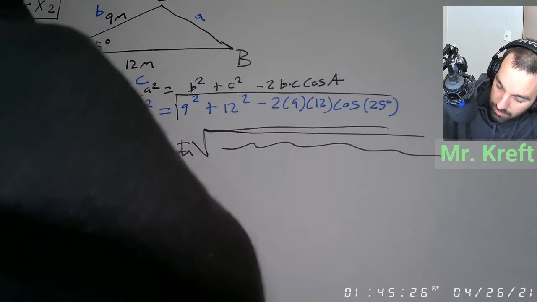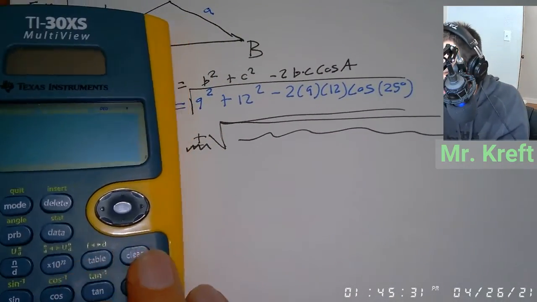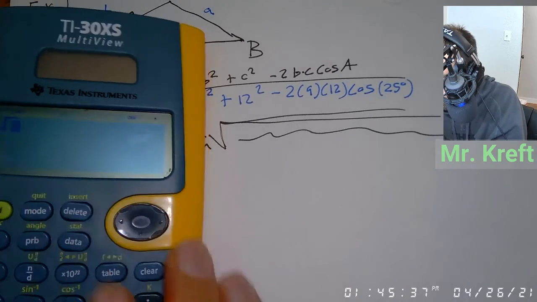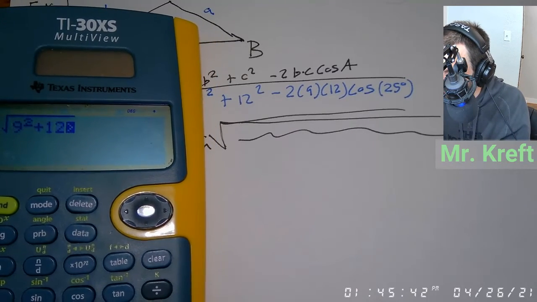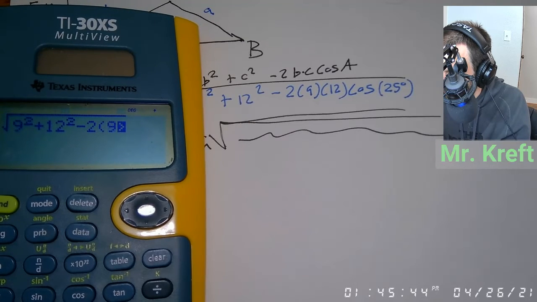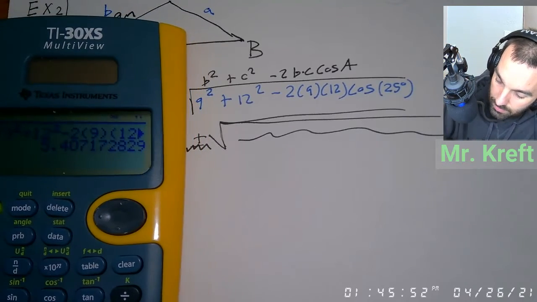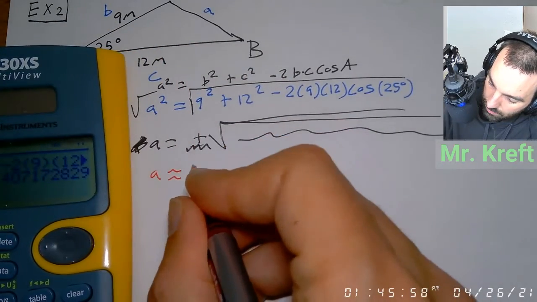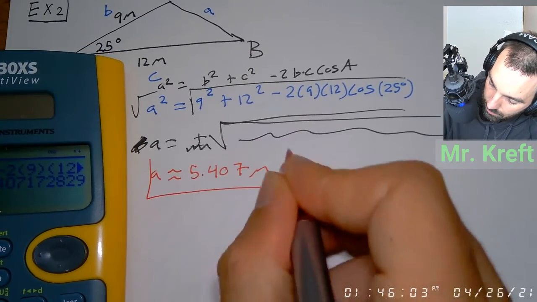Okay, so I just take my calculator. This is the one instance where law of cosines is actually pretty fast. So I'm going to have the square root of 9 squared plus 12 squared minus 2 times 9 times 12 cosine of 25. Boom. So I get that segment A is approximately 5.407 meters.